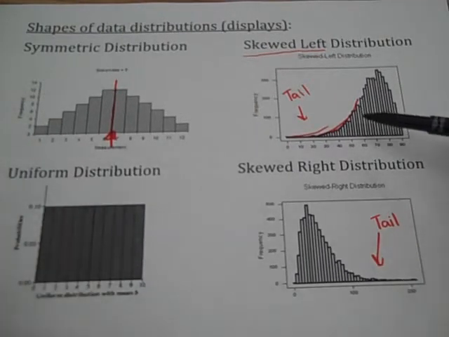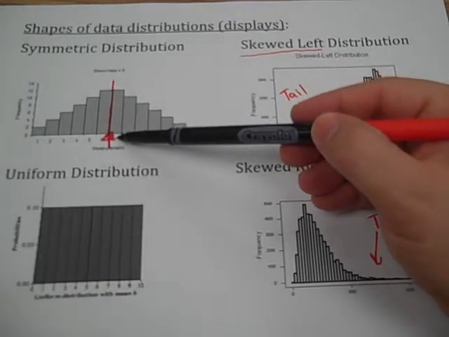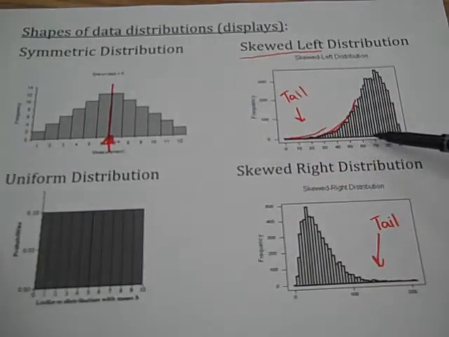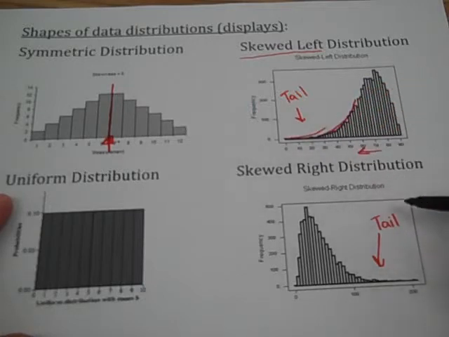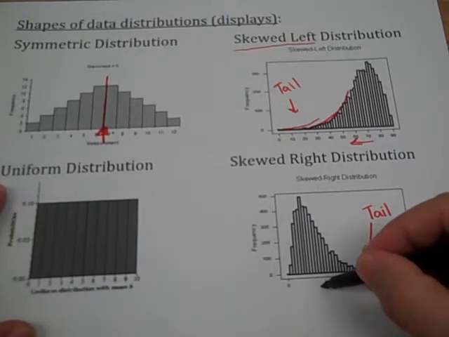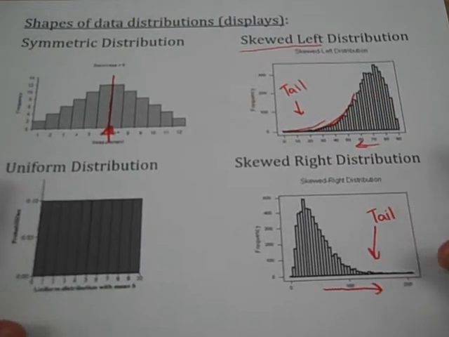And data that is skewed to the left or right is going to drag the mean further away from the middle. So here the mean is right in the middle. Here the mean is not going to be in the middle of this big group of data. It's going to be pulled this way because of the data points to the left. Same thing here. The mean is going to be pulled to the right because of these data points.